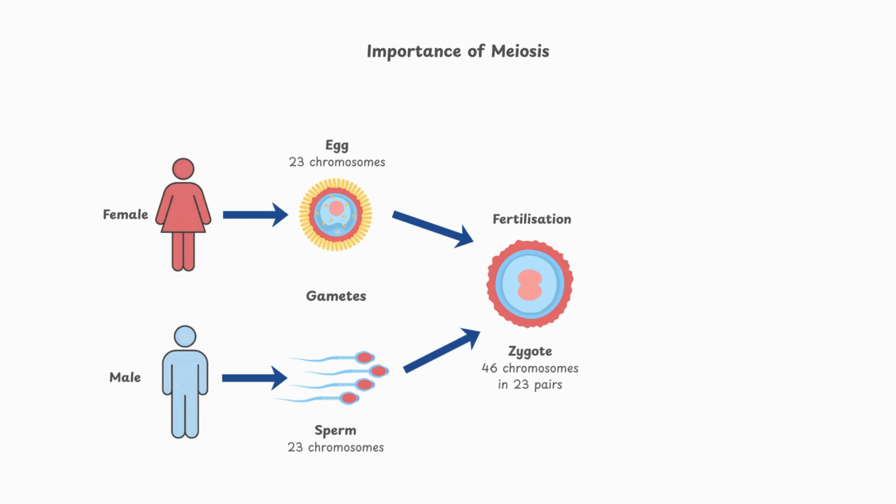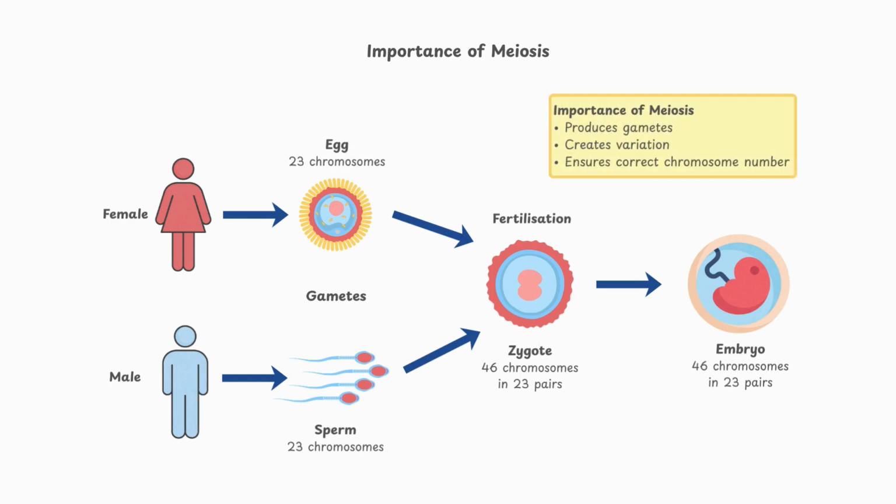After fertilization, the zygote develops into an embryo with the correct number of chromosomes arranged in 23 pairs. So, meiosis ensures the production of gametes, introduces variation, and maintains the correct chromosome number in offspring.